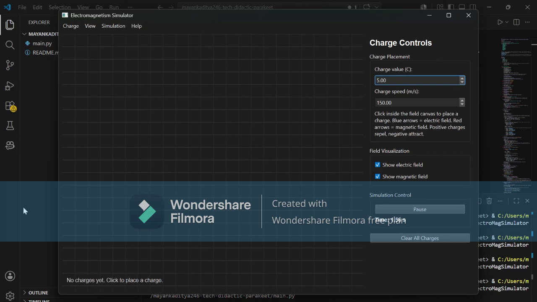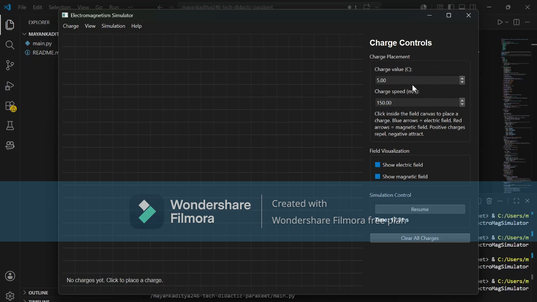We start out with our grid. This is where we can place the charges of either positive and negative value, and we have our charge controls. This is where we can set the charge value, the speed of the charge, and allow us to see the fields and control time. For now, let's turn many of these settings off and take a look at the charge value.